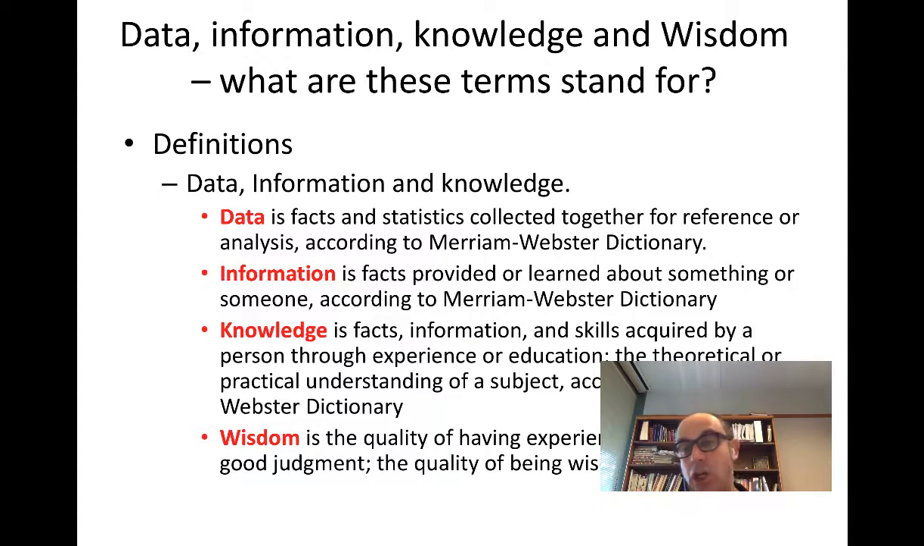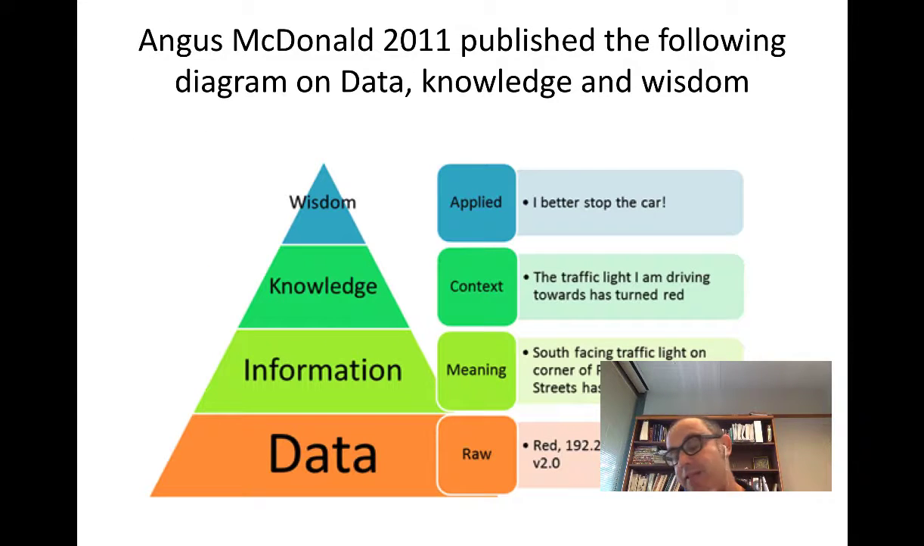And if we look at the dictionary, we will follow those definitions. But I would like to take a different point of view of those definitions, and I will use McDonald 2011, who established a diagram of data, knowledge, and wisdom. What he says is that data is basically raw data, which means it can be a number, it can be a single word, but the next level is that the data has meaning. So information is the meaning of the data.